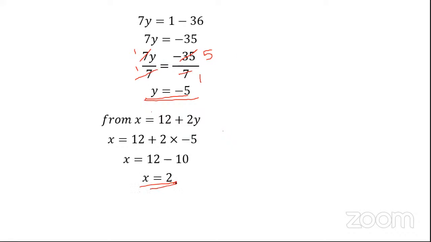So these are the two values that we got using elimination. So they are the same. So x is 2 and y is -5. So if you solve a simultaneous equation by 2 or more methods, it should give you the same answer.